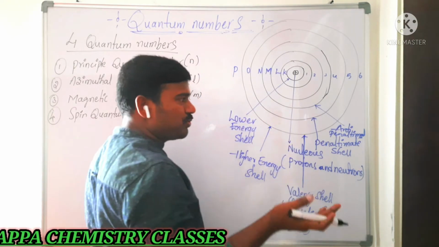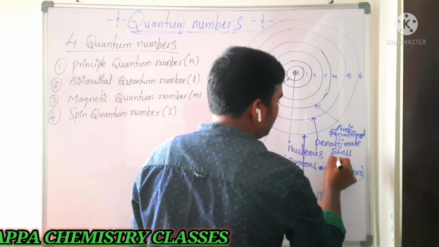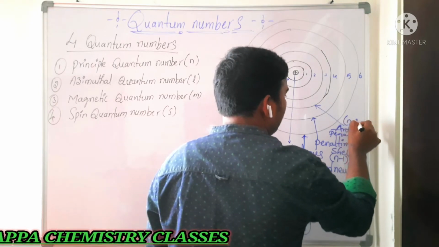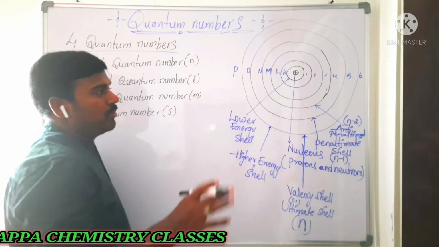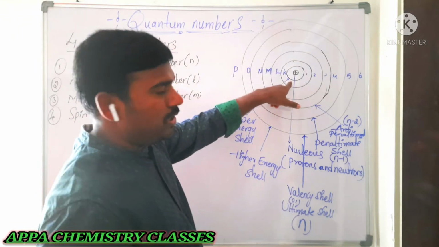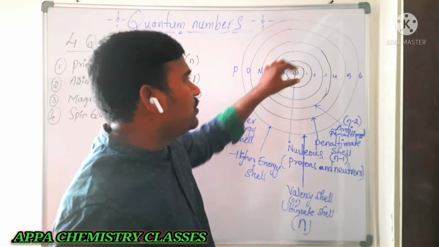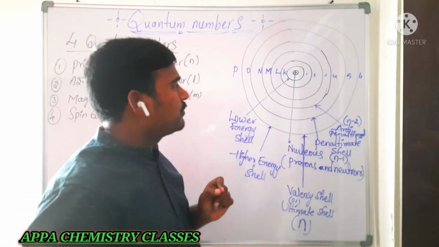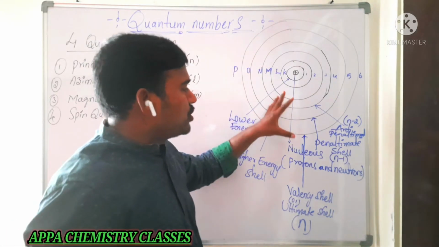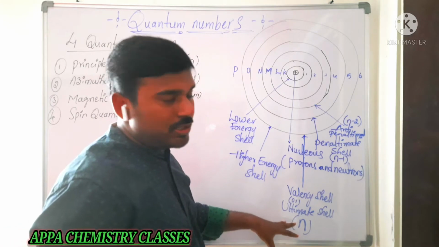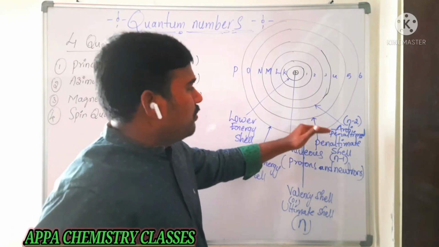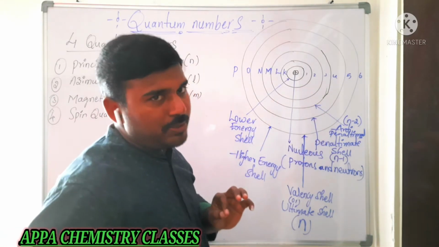Before the valency shell means one energy shell less, so the penultimate shell is represented with n minus 1. The anti-penultimate shell is represented with n minus 2. Is that clear? The energy shell or the orbit which is close to the nucleus is said to be the lower energy shell. Which is far from the nucleus is called the higher energy shell. The outermost shell in an atom is called the valency shell, also called the ultimate shell. Before the valency shell is the penultimate shell. Before the penultimate shell is the anti-penultimate shell.